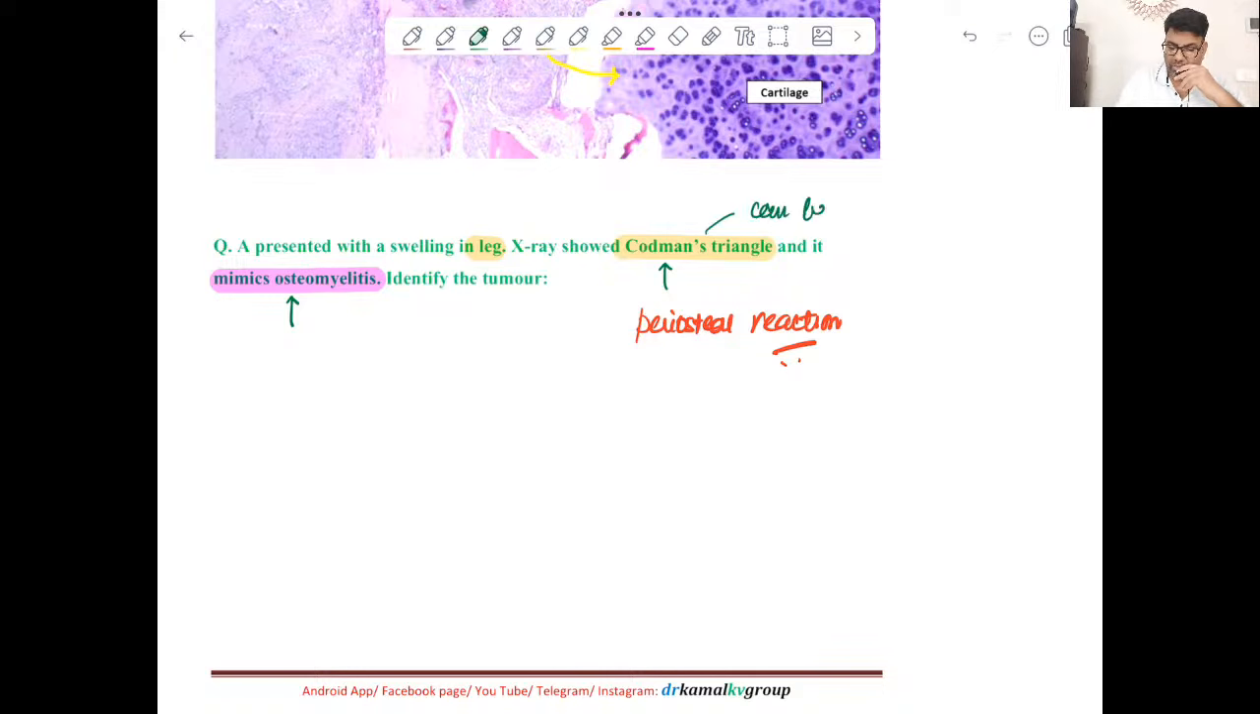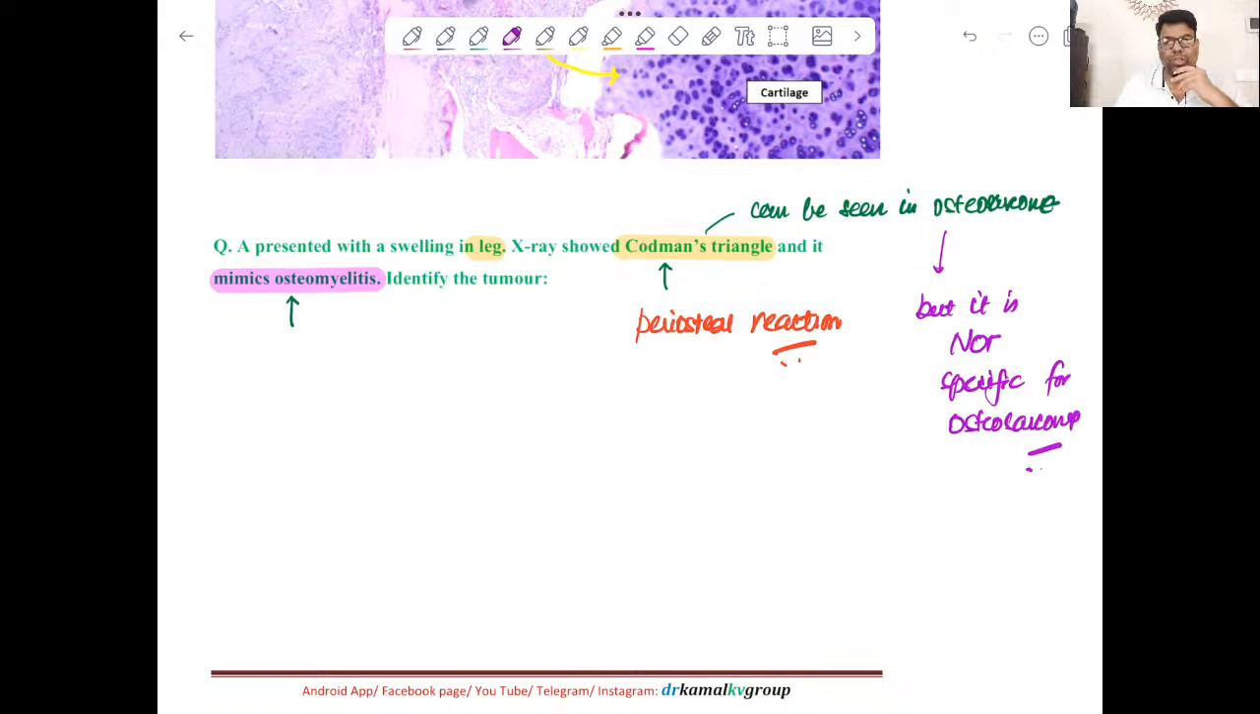So it can be seen in osteosarcoma, but it is not specific, right? So it is not specific for osteosarcoma. And when I say it is not specific for osteosarcoma, it means it can be seen in any other condition where there is periosteal reaction. So this Codman's triangle is actually representing periosteal reaction, right? So this is one thing, that the condition is having periosteal reaction.